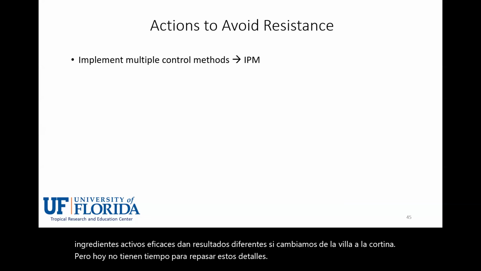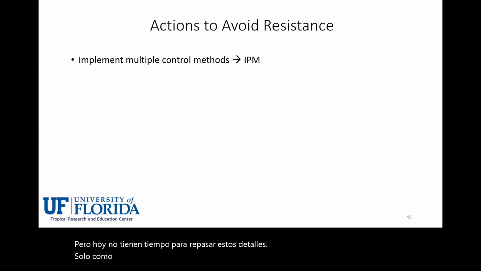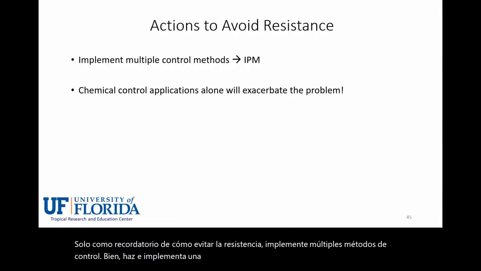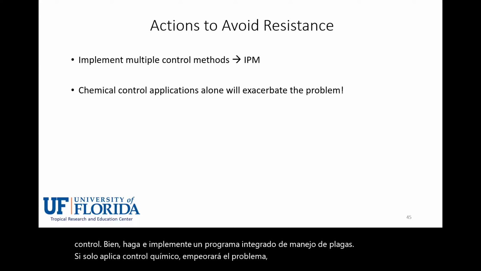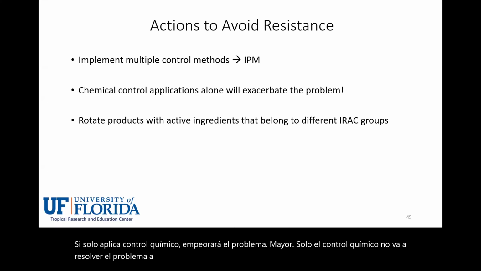Just as a reminder, how to avoid resistance: implement multiple control methods, okay? Do and implement an integrated pest management program. If you only apply chemical control, you're going to make the problem worse, bigger. Only chemical control is not going to solve the issue in the long term. So you should try to rotate products with active ingredients that belong to different IRAC groups.